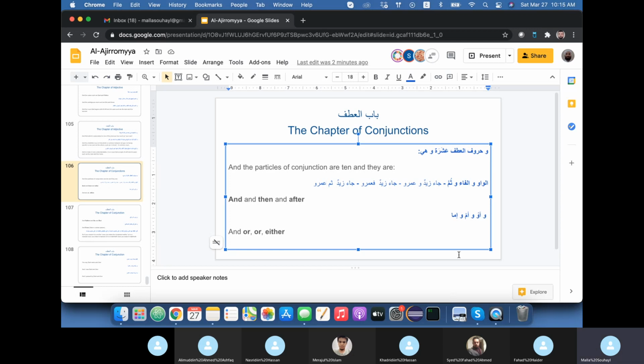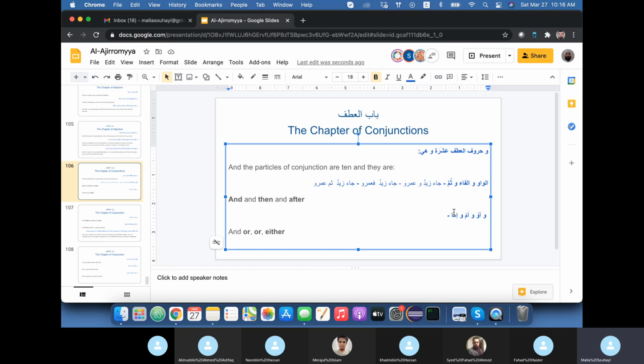So for example, أو in Arabic is used to give a person options, or to indicate the permissibility of something. For example, I would say in Arabic, أنكح هندا أو أختها. I'm saying marry Hind or her sister.